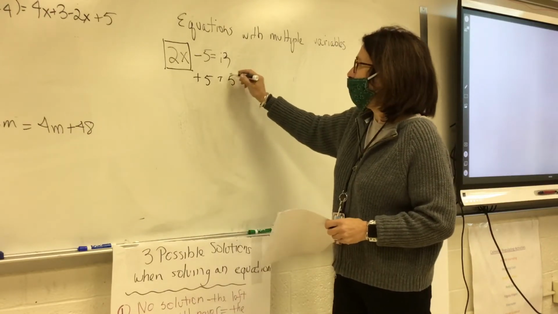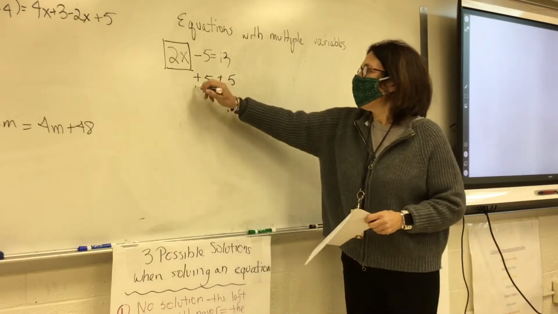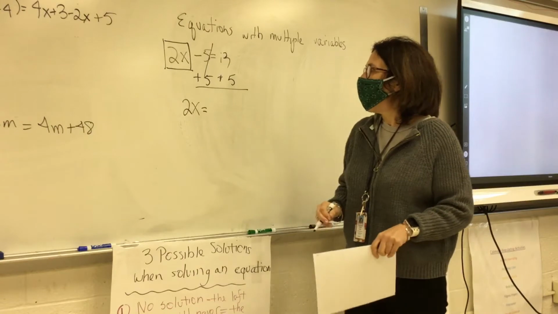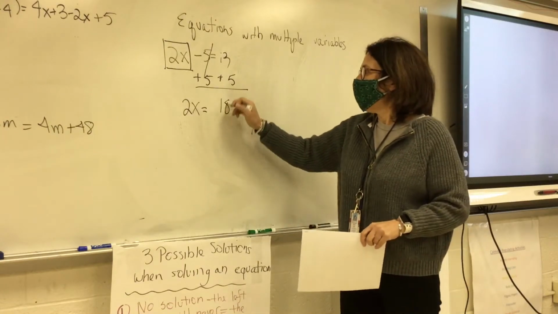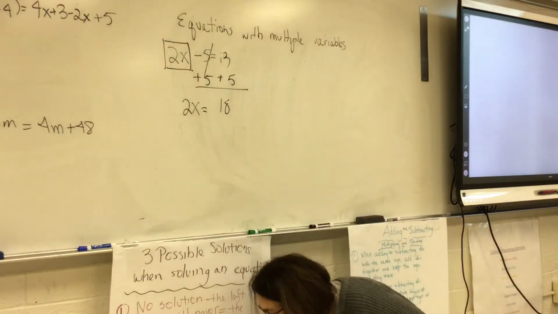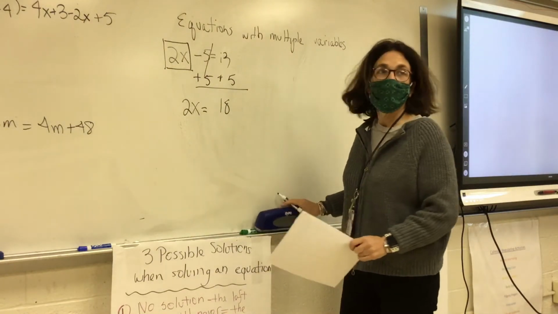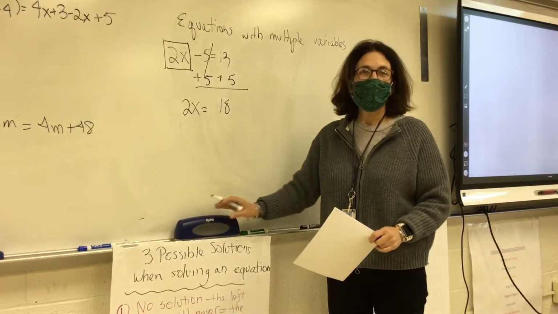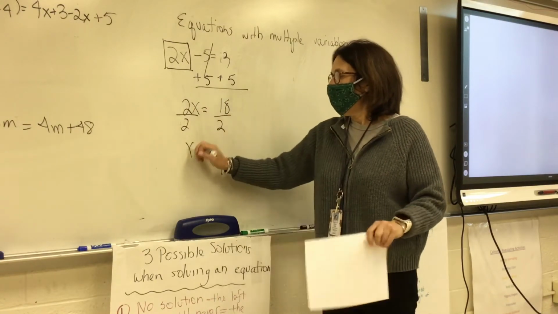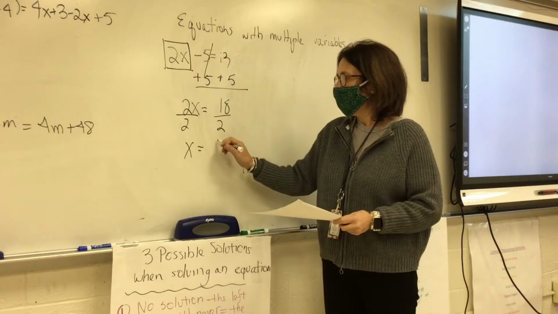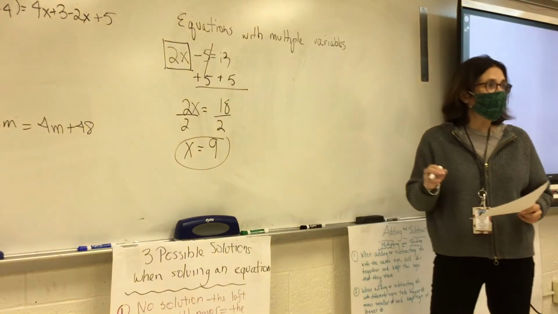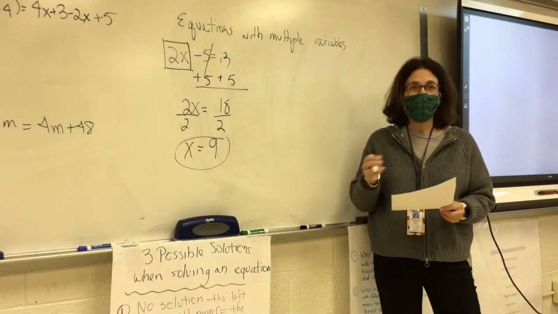And I am left with 2x equals what? 18. Now my last step is to do what? Divide by 2. And x equals what? 9. Perfect.